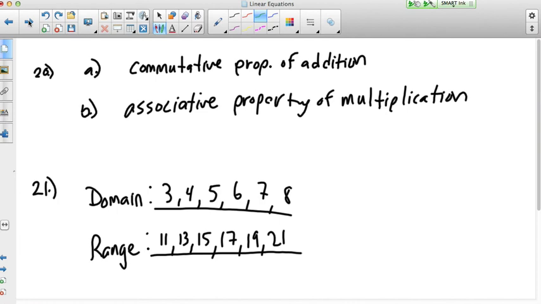20, the first property shown is the commutative property of addition. The second property shown is the associative property of multiplication. For 21, the domain is 3, 4, 5, 6, 7, 8. The range is 11, 13, 15, 17, 19, 21.